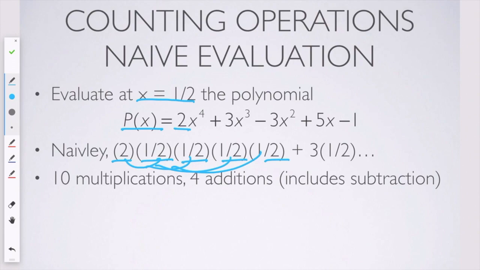And you can continue on with the rest of the terms in the polynomial. And then you have to worry about adding the terms together. And by the way, we're going to count subtraction as the same as addition. So there's 1, 2, 3, 4 additions. And if you add up all of the multiplications, there were in fact 10 of them.